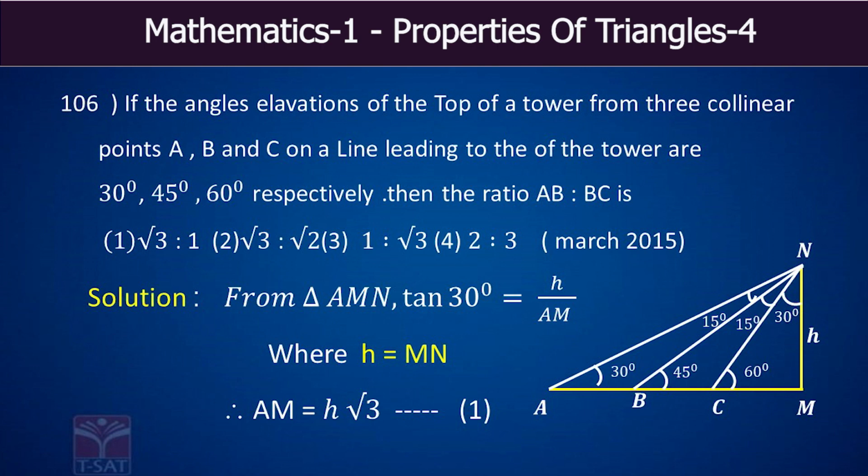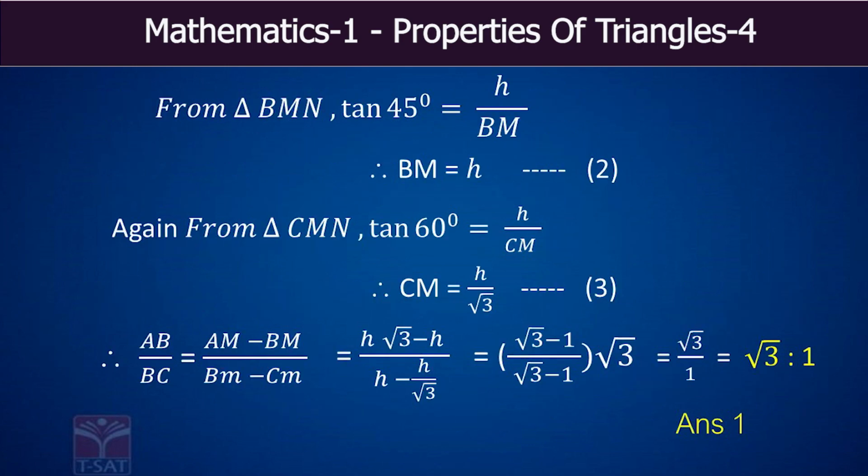So from triangle AMN, MN is the pillar, tan 30 is equal to H by AM, where H is equal to MN. So therefore AM is equal to H root 3. From triangle BMN, tan 45 is equal to H by BM, so BM is equal to H. And from triangle CMN, tan 60 is equal to H by CM. So therefore CM is equal to H by root 3.